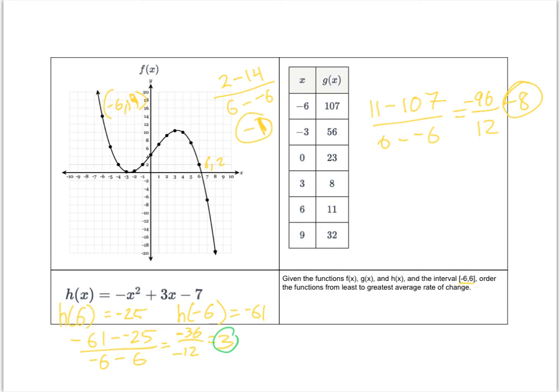All right. Of these 3, we're going from least to greatest. The smallest one is going to be g of x, because it's negative 8. And then f of x, which is negative 1. And then h of x, which is going to be positive 3, is our average rates of change.